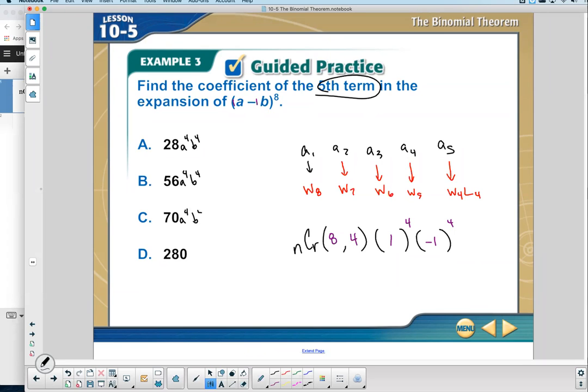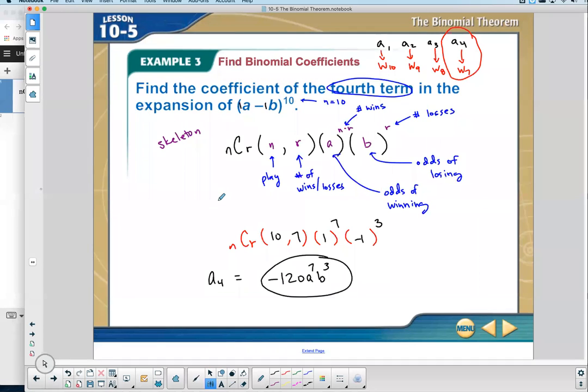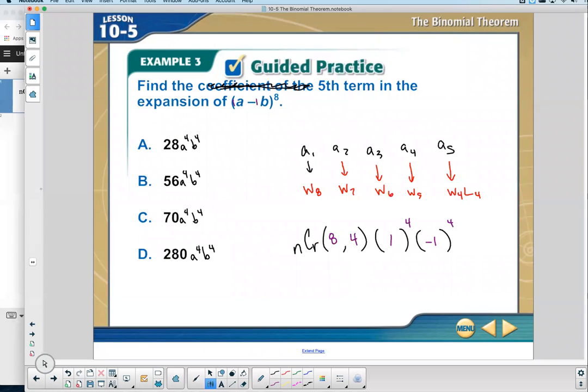Now, I'm going to change my instructions. If I had that on the answer choices, it would say not just find the coefficient, it would say find the 5th term. That's all it would say. If it said find the 5th term, that's what you would do right there, you'd have the letters attached. Coefficient means just the number in front, which means this one, it said find the coefficient. My actual answer, I should have just said negative 120. That's what I should have done on this one.